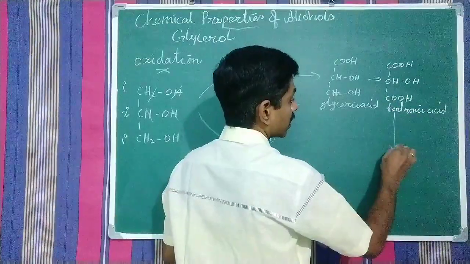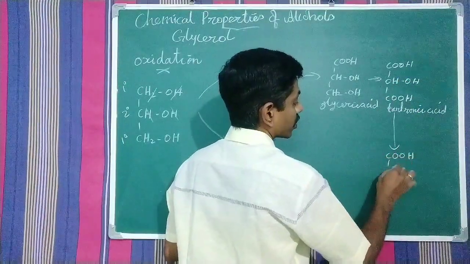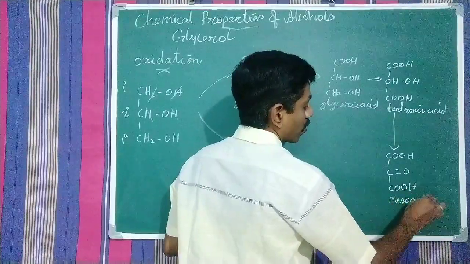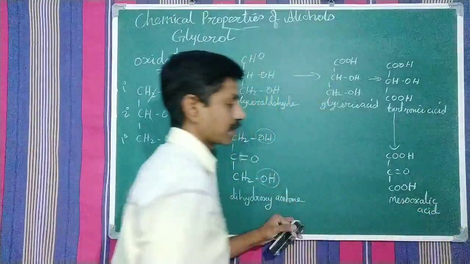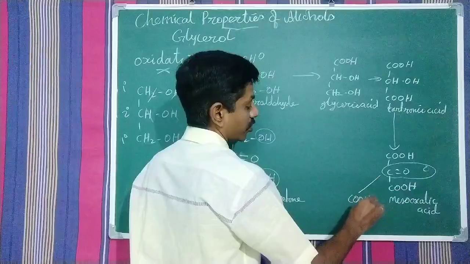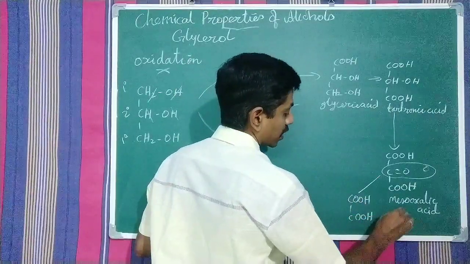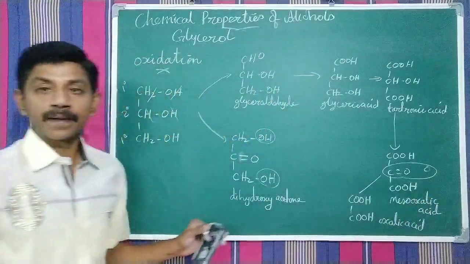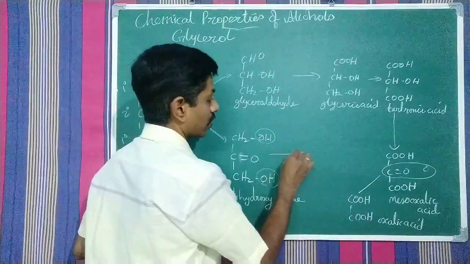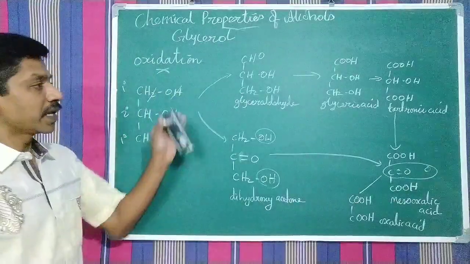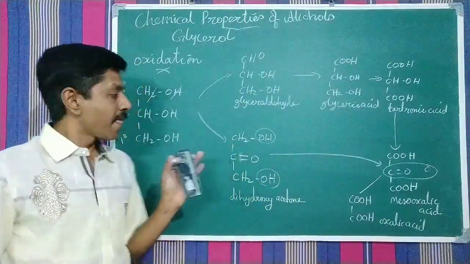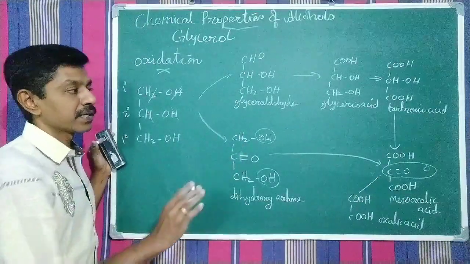And this molecule again on oxidation, the secondary alcohol will get converted: COOH, C double bond O, and COOH. This has a special name called mesoxalic acid. Mesoxalic acid. And that again on further oxidation, the carbon dioxide group will be removed and we will get COOH, single bond, COOH. This is called oxalic acid. And imagine this goes for removal of hydrogen, and on oxidation we get converted into mesoxalic acid also. So anyway we can proceed. We can go with the primary alcohol first and then the secondary alcohol, or this way also is possible.